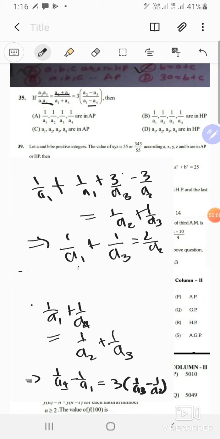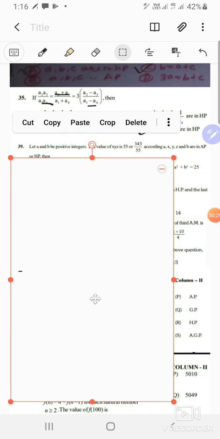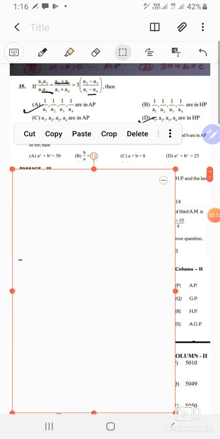And now you can also do the same thing by eliminating 1 upon a1 from it. So that will give me the other equation that says that 1 upon a2, 1 upon a3 and 1 upon a4 are also in an arithmetic progression. So that means that a1, a2, a3, a4 are in a harmonic progression, and 1 upon a1, 1 upon a2, 1 upon a3 and 1 upon a4 are in arithmetic progression. That should be it. That was nice. Let's go to the next question.